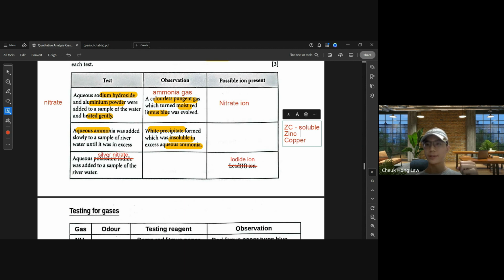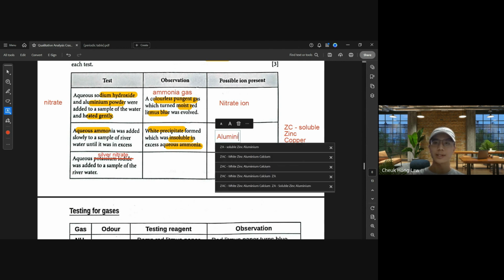What are the white precipitates that are formed? White precipitates, we have zinc and aluminium. Calcium is not, because when it reacts with aqueous ammonia, there is no reaction. There is no precipitation. So zinc we already know is soluble. So aluminium will be insoluble, which means the possible ion present is aluminium ion.